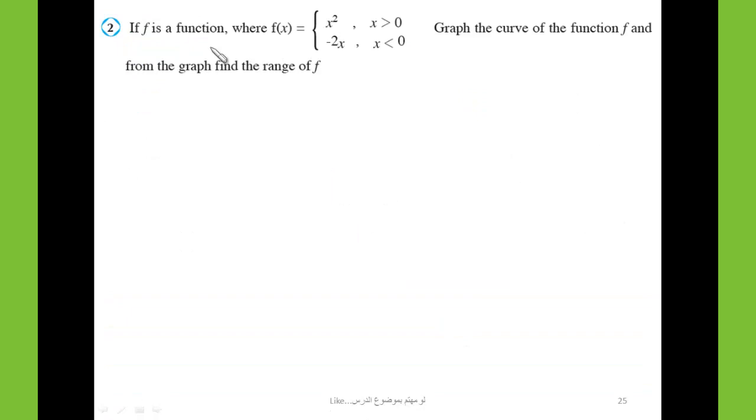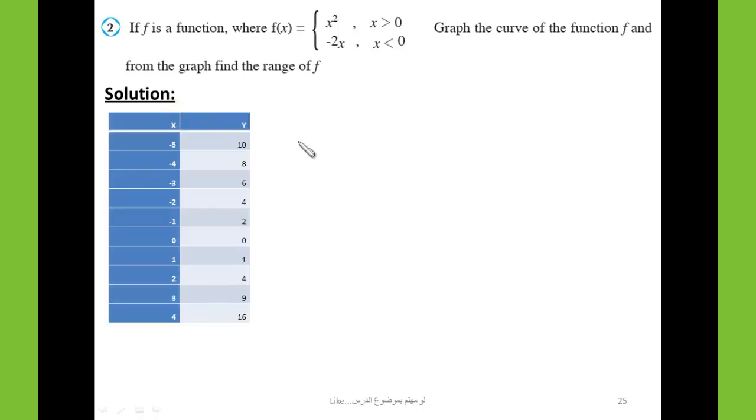If f is a function where f of x equals x squared when x is greater than 0, and f of x equals negative 2x when x is less than 0, graph the curve of the function f, and from the graph find the range of f. So f of x equals x squared when x is greater than 0, and f of x equals negative 2x when x is less than 0.